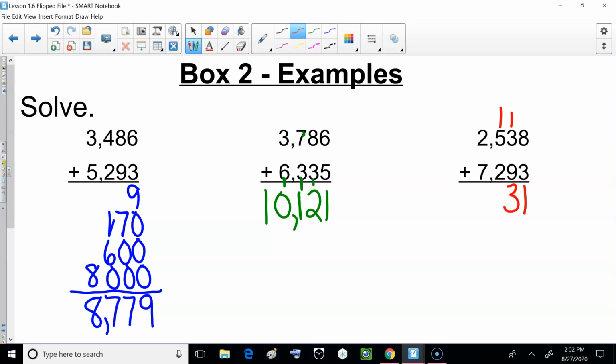My 1 goes on top of the hundreds. 100 plus 500 is 600. Plus 200 is 800. Nothing to carry because that's only a single digit number. 2,000 plus 7,000 is 9,000, so my number would be 9,831. So you can pause the video right now. Make sure you write down these examples to help guide you and help you out as you do your own examples.